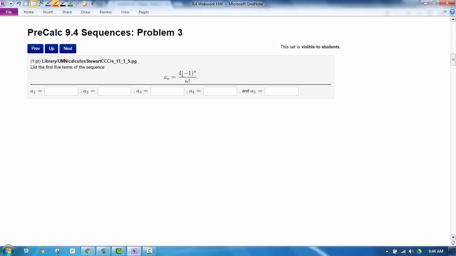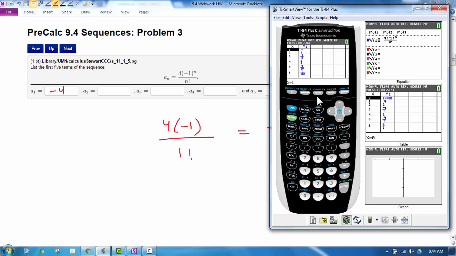Now we can do this by hand, obviously, just by plugging in 1. You get 4 times -1 over 1 factorial, which is just 1. So the first answer obviously gives you -4. You can also do this pretty easily in your calculator. If you just plug this into y equals, use x instead of n. And then if you go to your table, so go to second table set, and start your table at 1 and go by increments of 1, then the first 5 will be right here for you. So there's your first 5: -4, 2, -2/3, 1/6, and -1 over 30. I think that's a little quicker than having to type all of them out by hand.